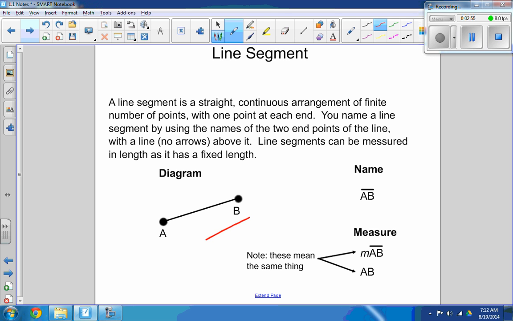Now, we actually can physically take a ruler and determine the length of this segment. So you can see here is our line segment, AB. I can, again, put additional points on here if I want. But note I would not use D and C to name it. I name it by the endpoints, AB.